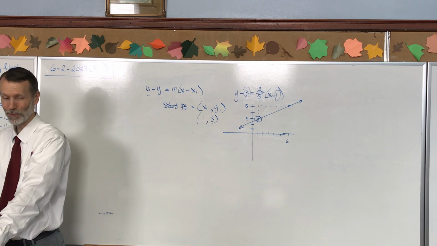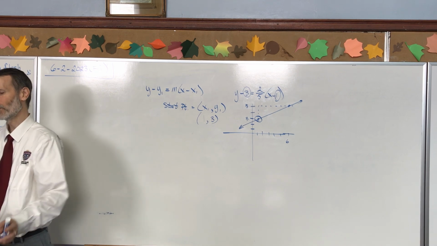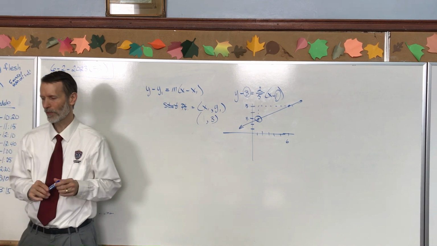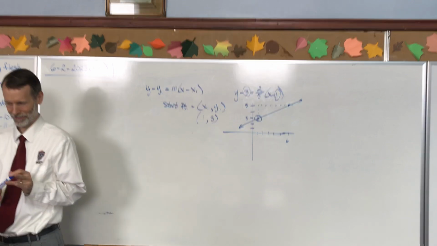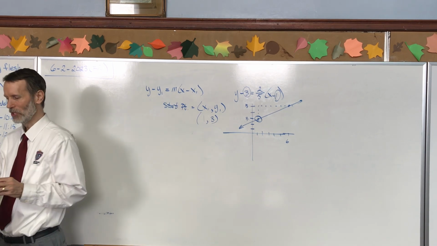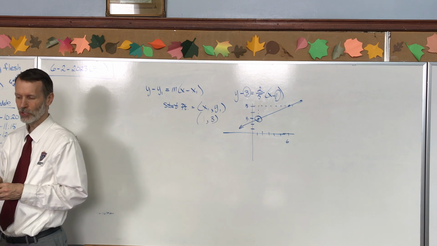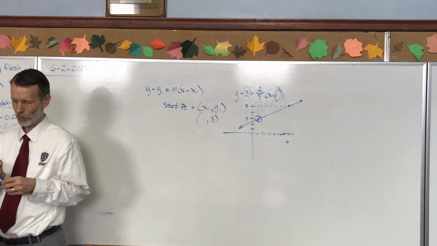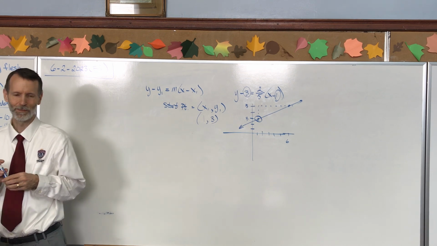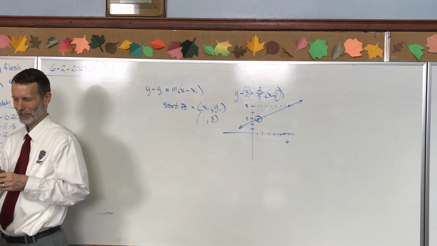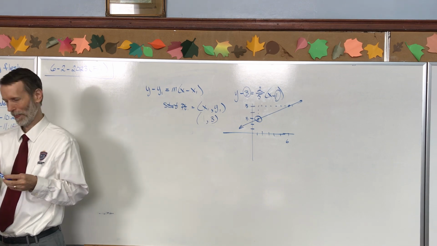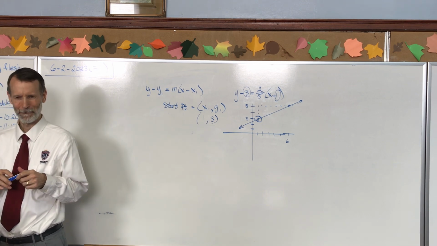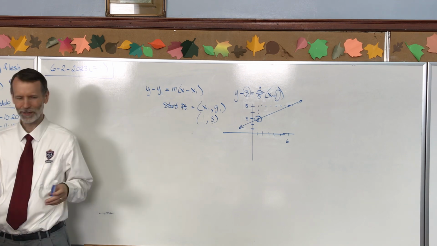Number 16, there are two possible answers. Y minus 4 equals 1/4 parentheses x minus 5. That's probably the easiest one. You could also have y minus 2 equals 1/4 parentheses x minus negative 3, if you use the other point as your starting point. Make sense? Repeats of number 16.